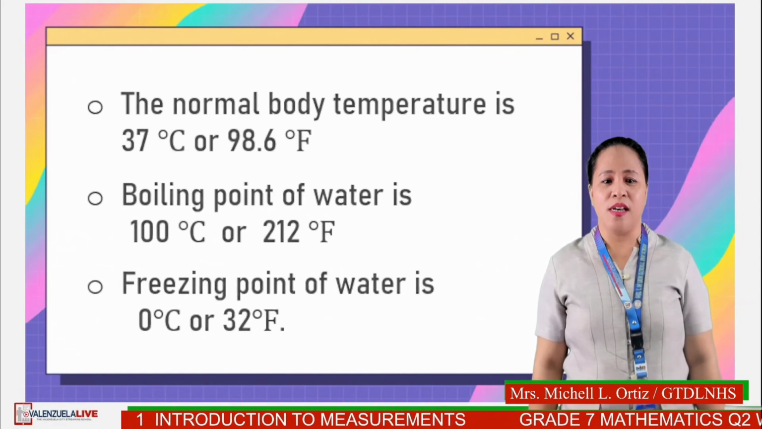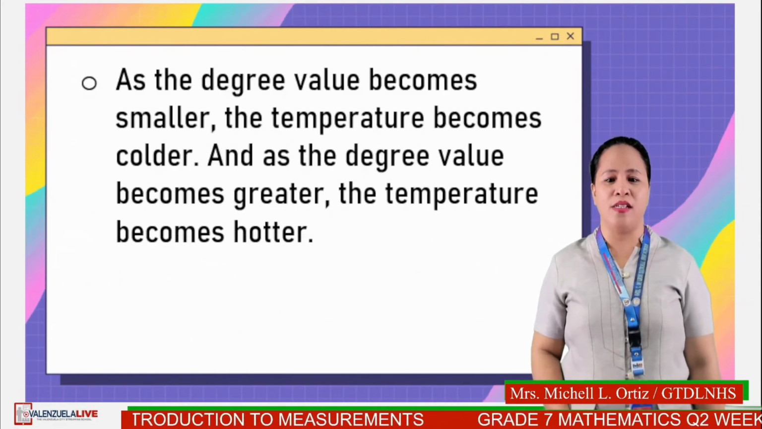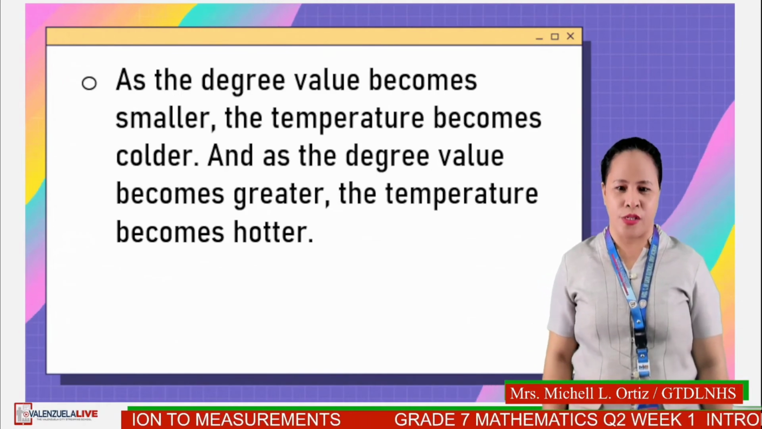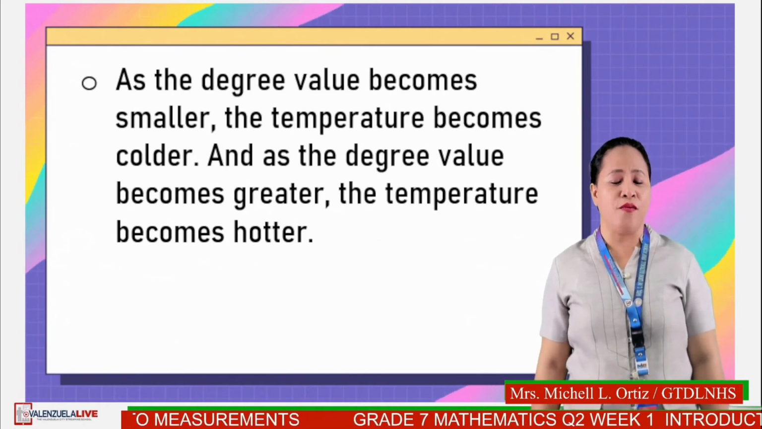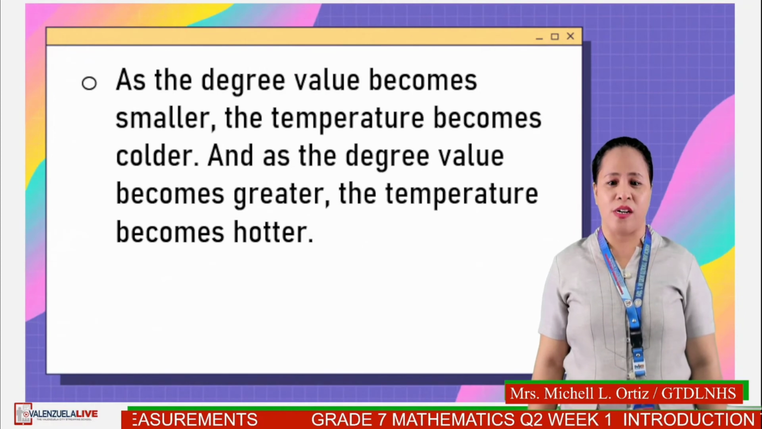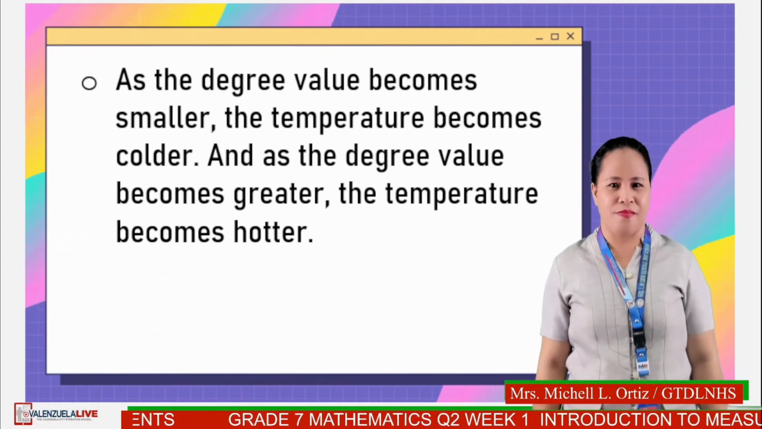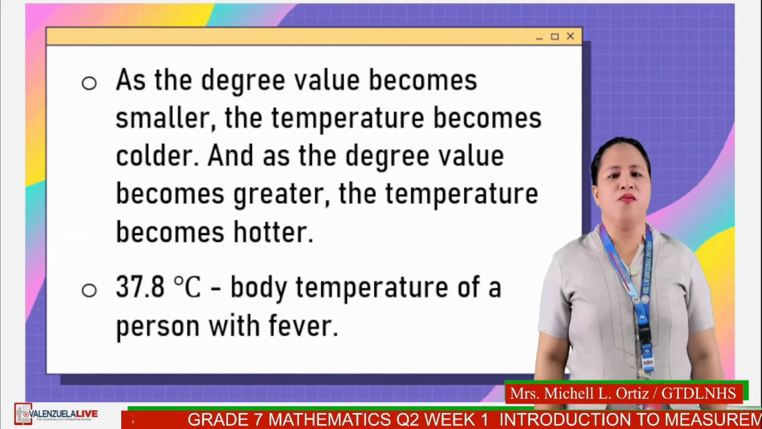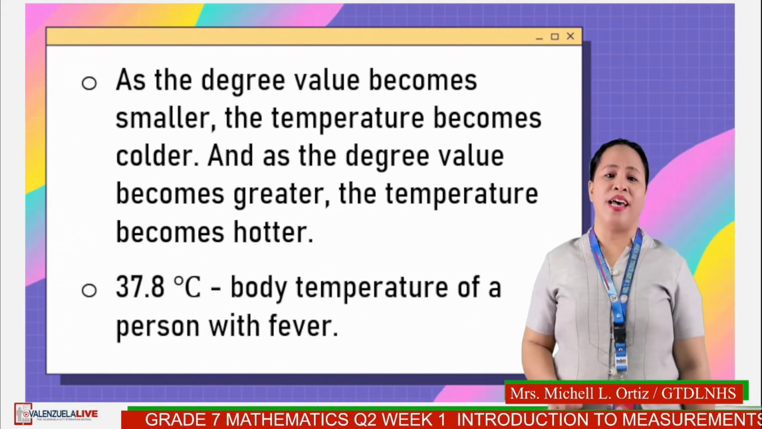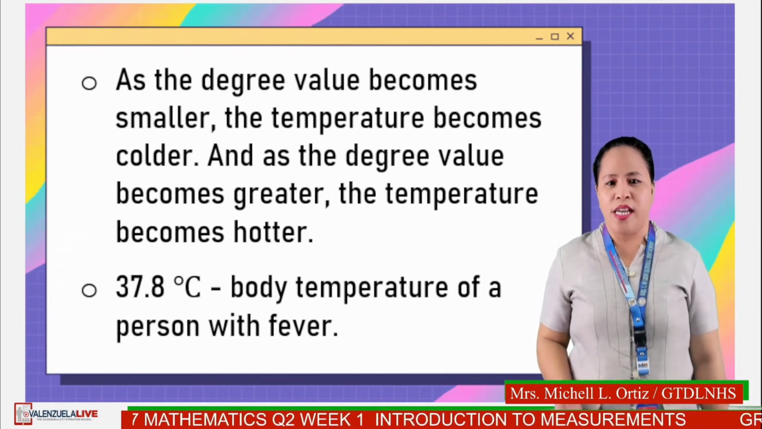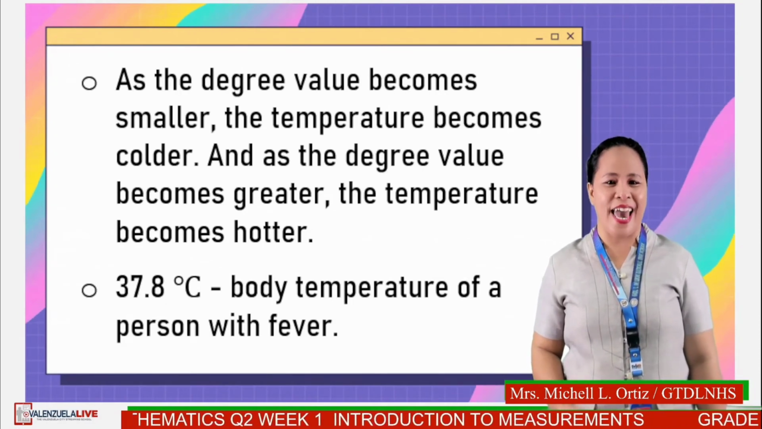Take note that as the degree value becomes smaller, the temperature becomes colder, and as the degree value becomes greater, the temperature of the body becomes hotter. If the body temperature of a person reads as 37.8 degrees Celsius, then we can already say that he has a fever.